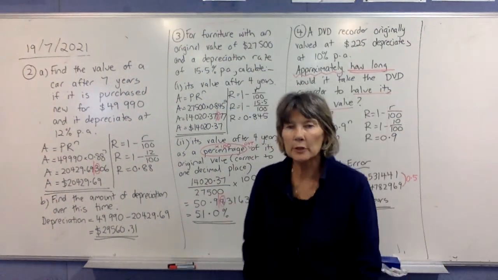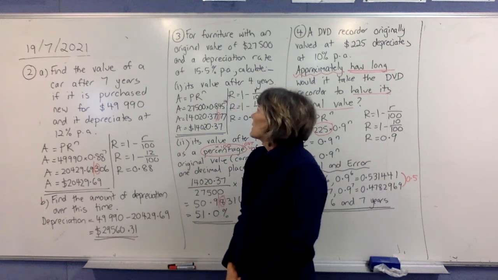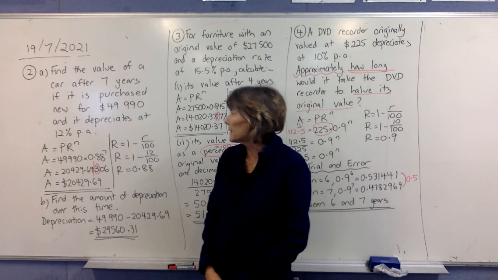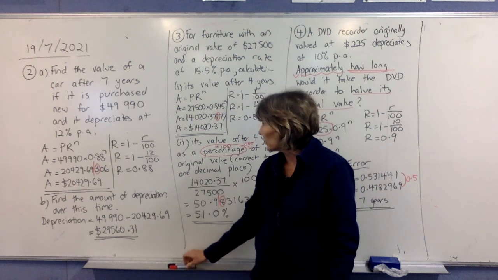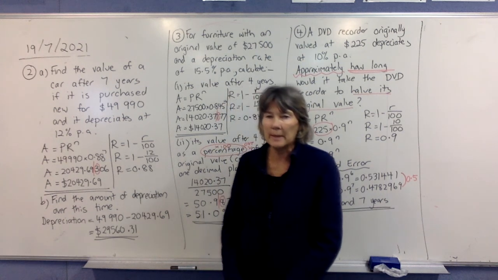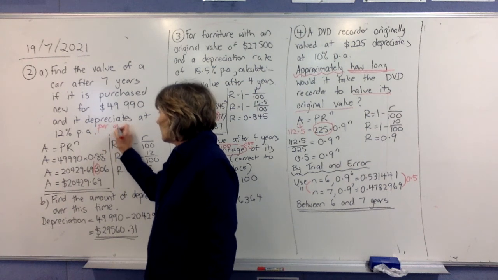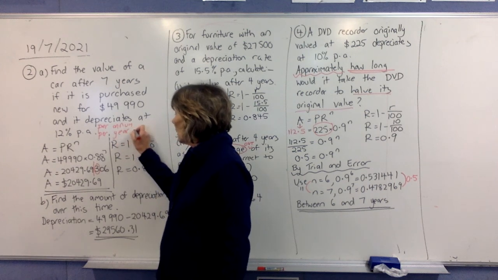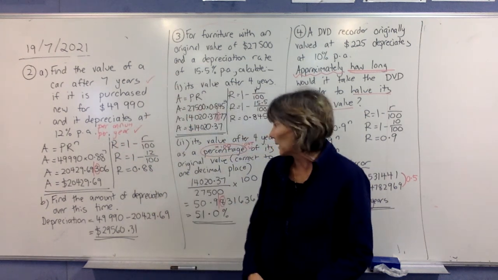All right, boys, so we'll just do a few more examples on this before you have a go at this yourself. So example 2, find the value of a car after 7 years if it is purchased new for $49,990 and it's depreciating at 12% per annum. Okay, don't forget this is per annum, which means per year. So all our times are fine, per year and years, so we can just start with the formula.